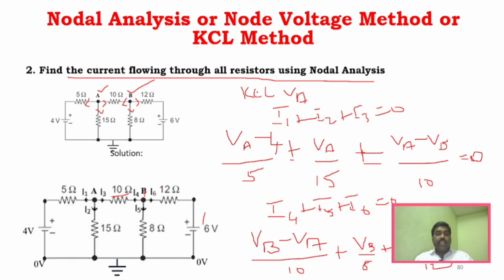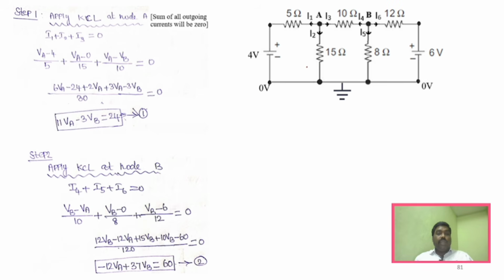So you can see here the same expression, whatever I solved for this particular problem. VA minus 4 divided by 5, and VA minus 0, there is no other voltage, so VA by 15, and VA minus VB divided by 10, right? You simplify this and you will obtain this particular expression. Similarly, for this particular node VB, you can see VB minus VA divided by 10, VB divided by 8, and VB minus 6 divided by 12. And if you solve, you will get this expression.